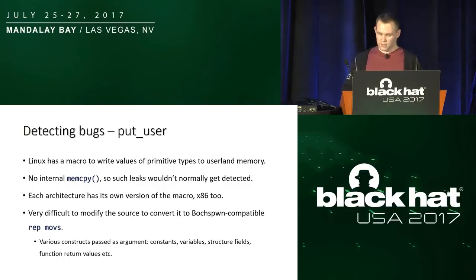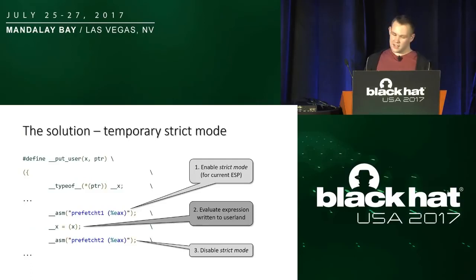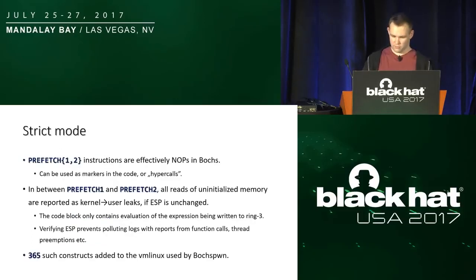Unfortunately, there is one problematic function that we also have to care about, which is put_user, a macro used to copy simple types back to user mode. But we can take care of that with a hack, using these prefetch instructions to enable and disable strict mode in Bochs, which means that we just sanitize all of the reads from memory that happen between those two instructions.